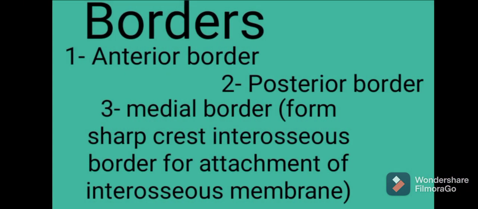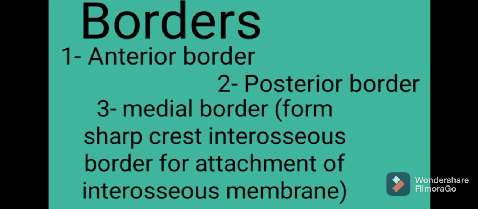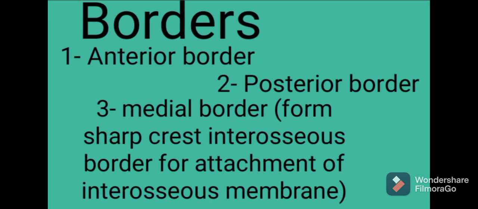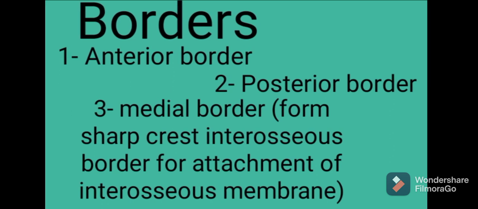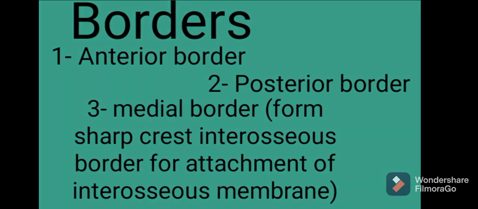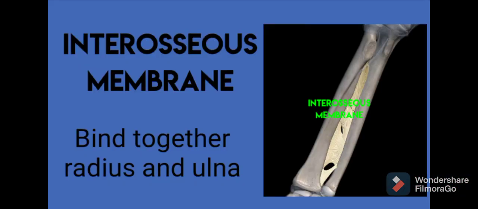are anterior, posterior, and medial. The three surfaces are anterior, posterior and lateral. The medial border of the midshaft of the radius forms a sharp crest called the interosseous border, which provides an attachment site for the interosseous membrane that binds together the radius and ulna.